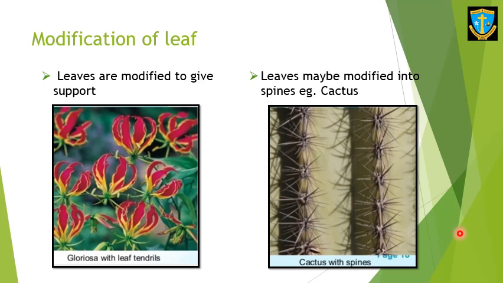Now in case of cactus, it stores water because it grows in desert areas, or it requires very little water when you water them. You should not water cactus every day if you have one at home. But most of the cactus in the desert area, they don't get water. So they have to store water for their growth. If you cut the cactus, the water will flow out. So the water is stored in the stem.